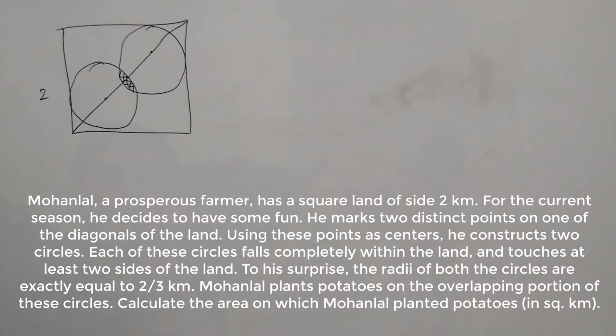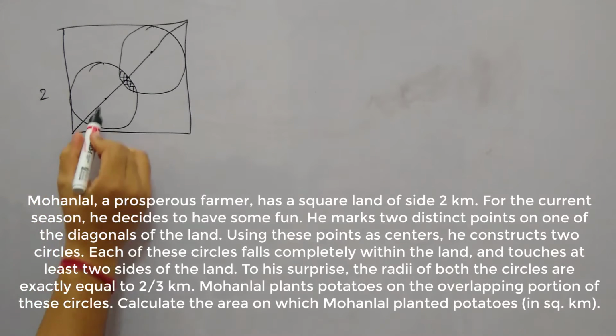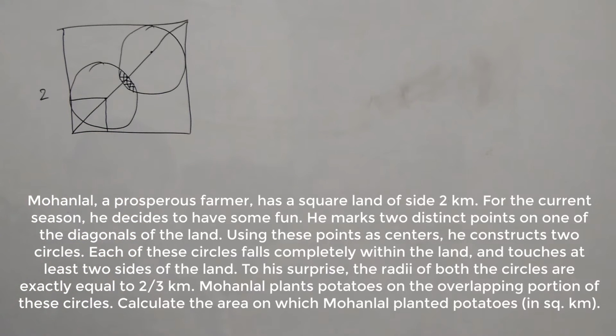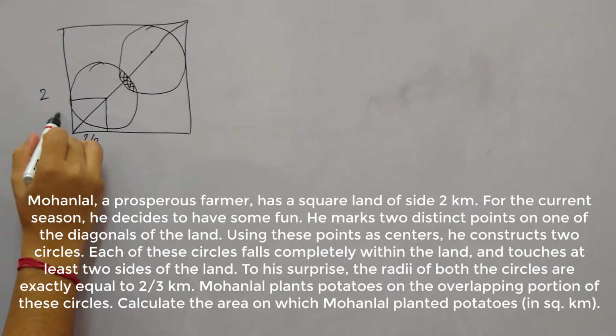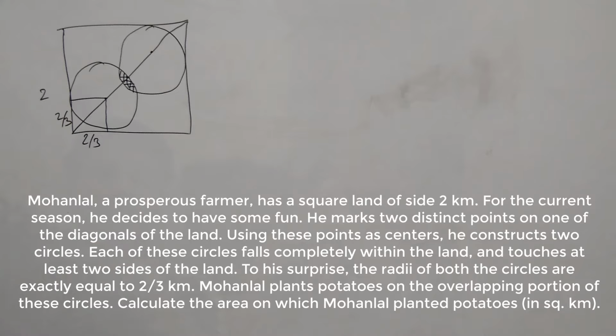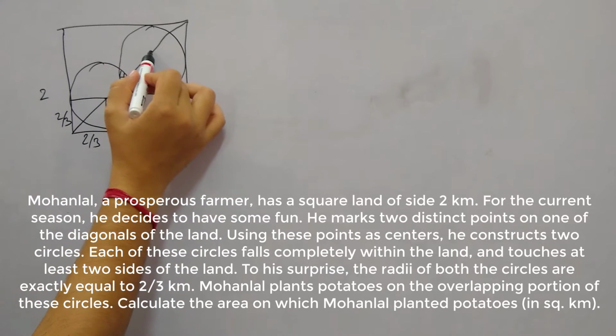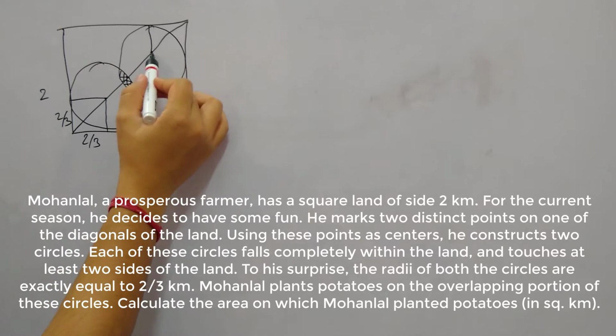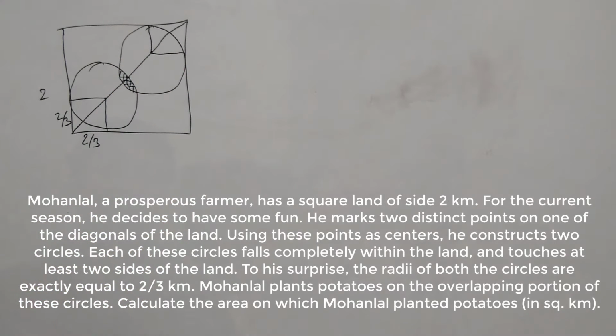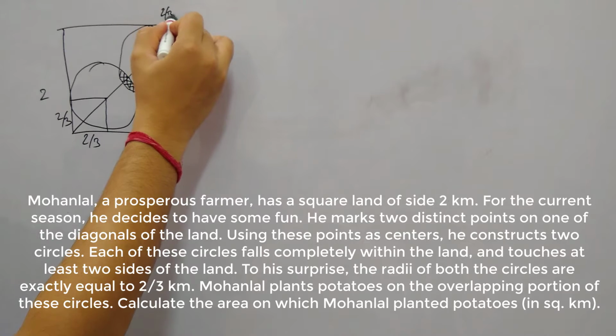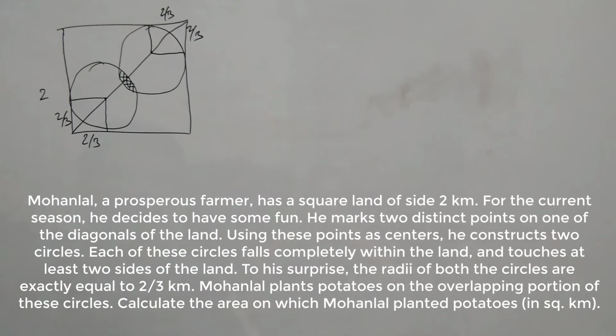First of all, it is given in the question that the radii of both the circles is 2 by 3. So if the radius is 2 by 3, then dropping a perpendicular from the center to both the sides of the land, this will be 2 by 3 and this side will also be 2 by 3 because they are radii. Similarly, for this circle as well, if we draw a perpendicular from the center to the side and to the other side, then again this is 2 by 3 and this is also 2 by 3.